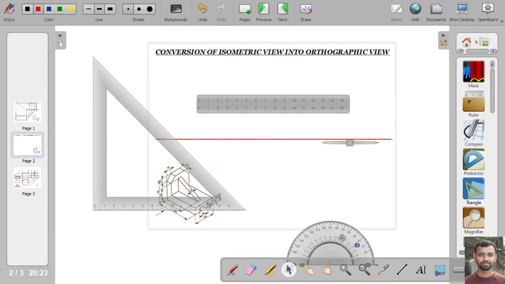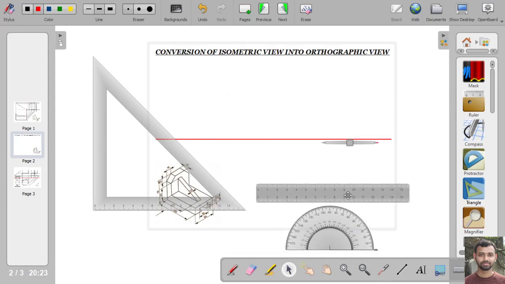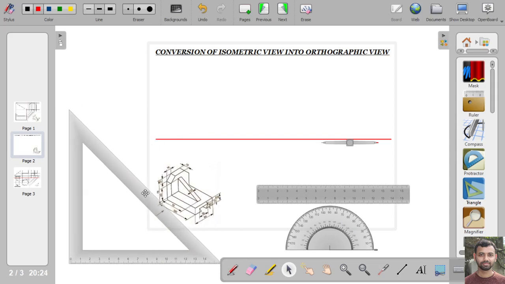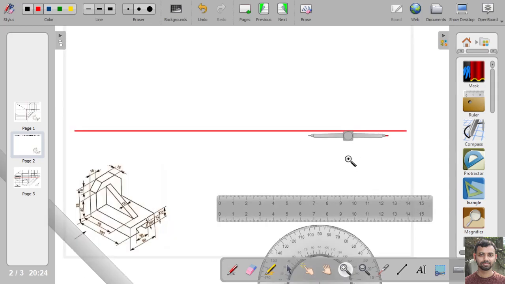Now the next step. As I told you, we will draw the front view first. To draw the front view, when we are looking from this side, we will get the front view. So how will the front view look? We will draw this line first, this one, then this portion, then this portion, and then this portion.